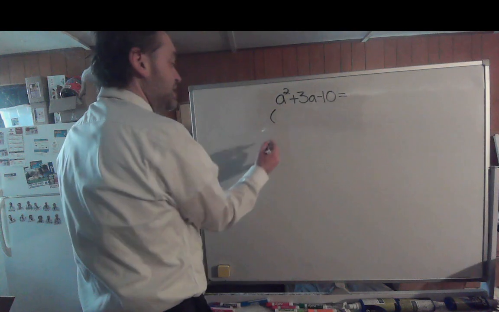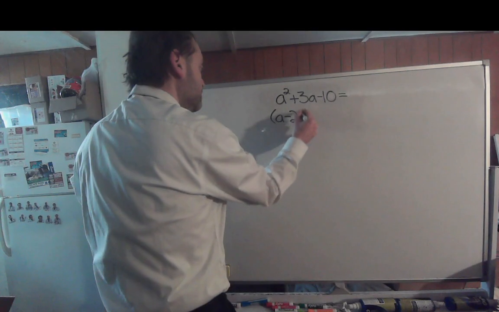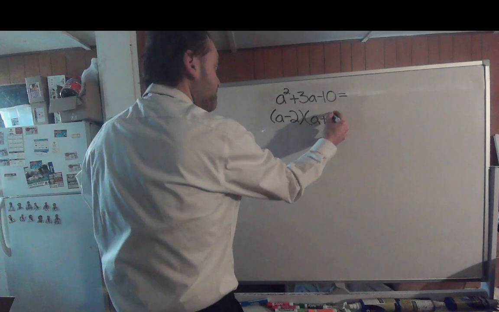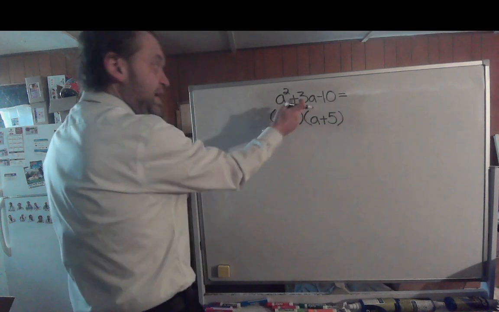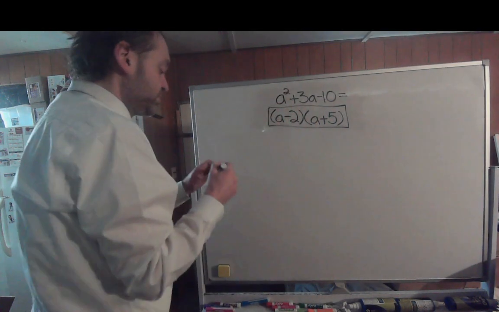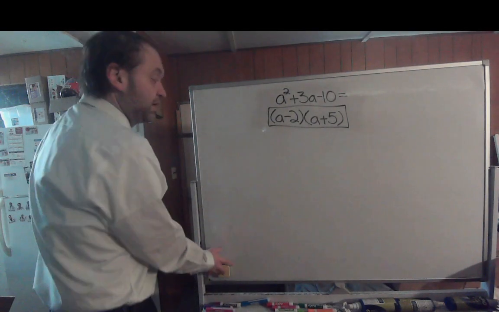So you're going to take your a, and add negative 2, which would be a minus 2. Then you're going to take another a, and add 5. And if you FOIL this out, you would get exactly the original expression. So you'll get the quantity of a minus 2 times the quantity of a plus 5.